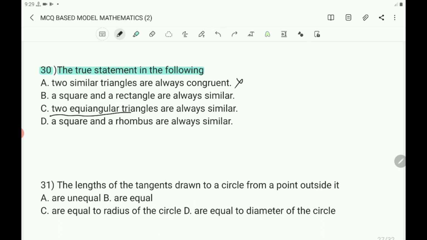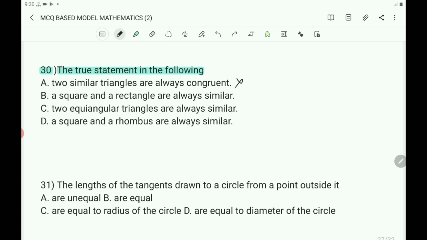Next, two equiangular triangles are always similar. Yes, it is correct, because their sides are in the same proportion. As their corresponding angles are equal, they must be similar. The fourth one says square and rhombus are always similar. It is also wrong because they are not equiangular. In a square, all angles are 90 degrees. In a rhombus, they may not be 90 degrees.